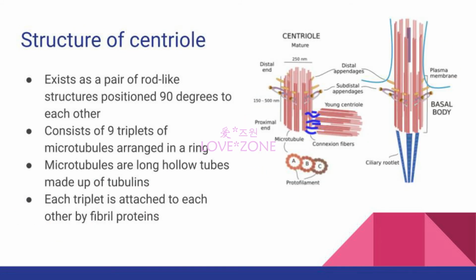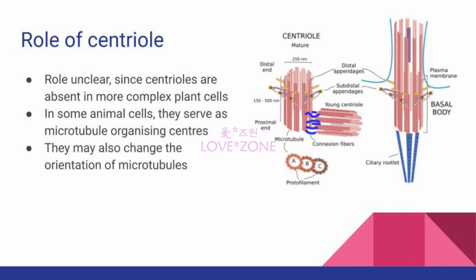Centrioles exist as a pair of rod-like structures positioned 90 degrees to each other. They consist of 9 triplets of microtubules arranged in a ring formation. Microtubules are long hollow tubes which are made up of tubulins. Each triplet is attached to each other by fibril proteins. Centrioles do not have a clear role, since centrioles are absent in more complex plant cells. In some animal cells, they serve as microtubule organizing centers. Centrioles may also change the orientation of microtubules.